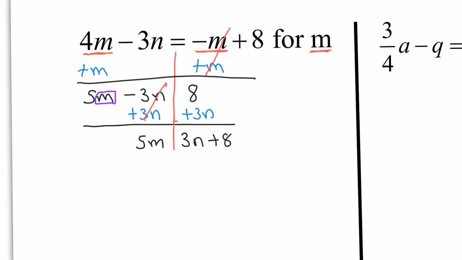And finally, you want m by itself, so I'm going to divide. Remember that 5 and m are multiplying. There's nothing in between. So I'm going to divide by 5, and I'm going to divide everything by 5 on this side. This turns into 1 here, 5 divided by 5. So m equals, and you have the expression 3n plus 8 over 5.